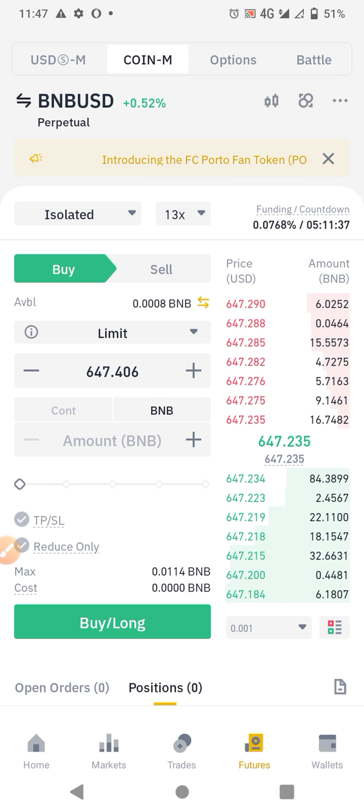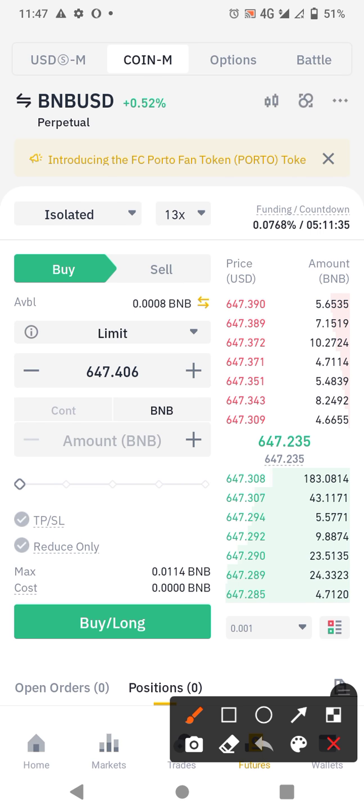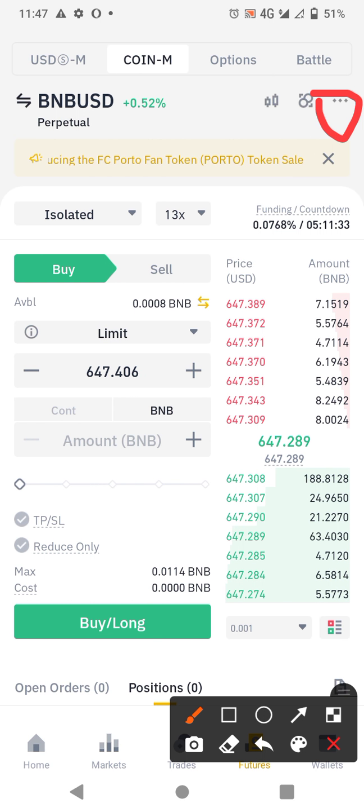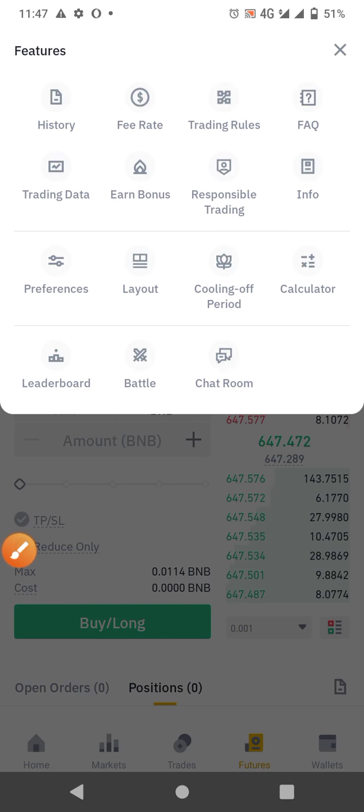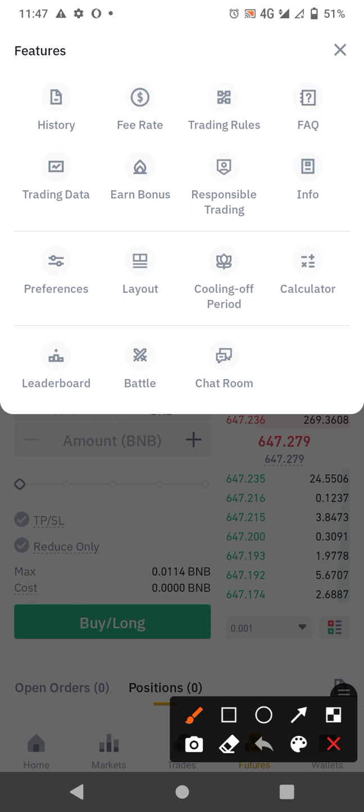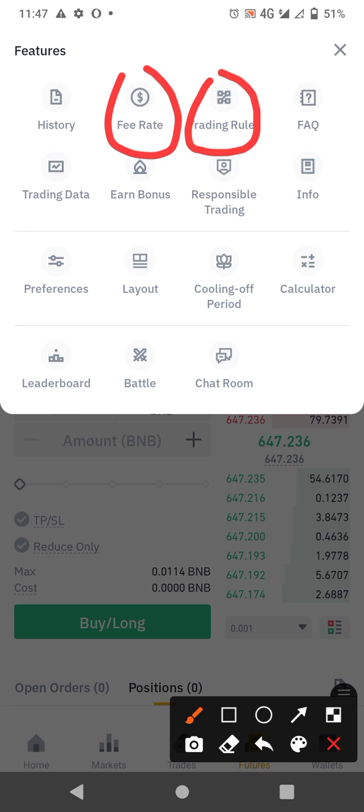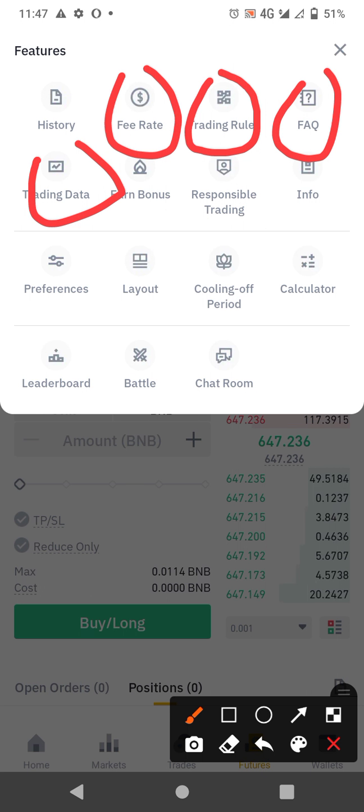Now, using the Binance calculator, you click on this edge, this dot you are seeing. Now, you can see all the features here. If you want to make more inquiries on your own, you can just go through them: your history, fee rate, that is all the trading you are making there. They'll take charges, your trading rules, things you must follow, frequently asked questions, trading data, all these ones, responsible trading.